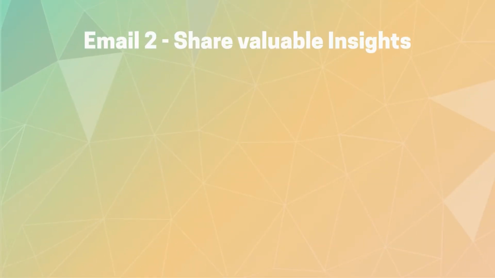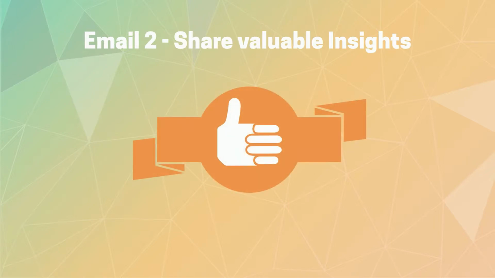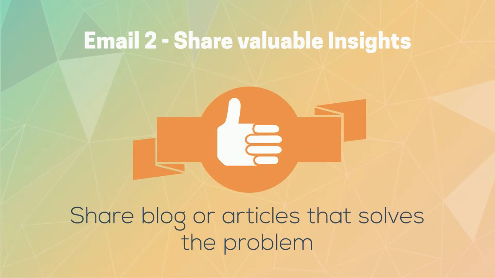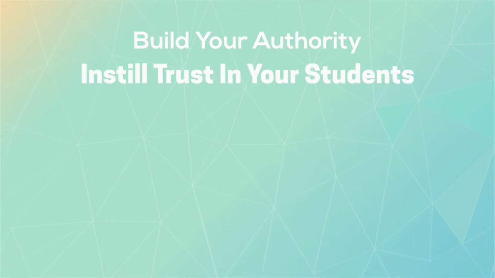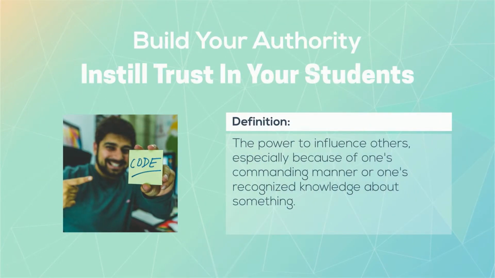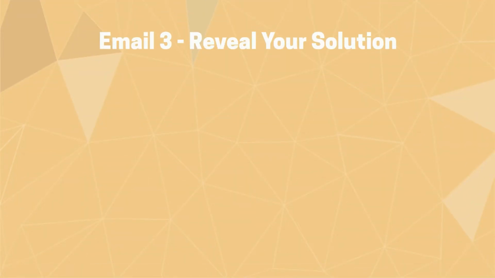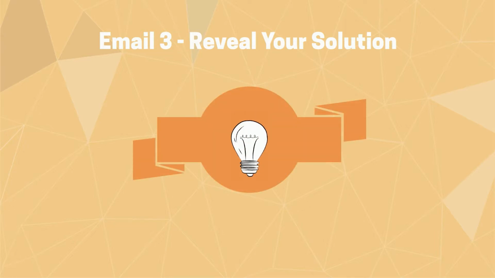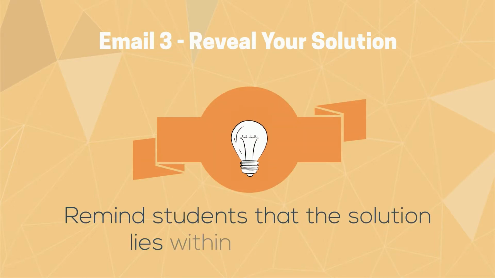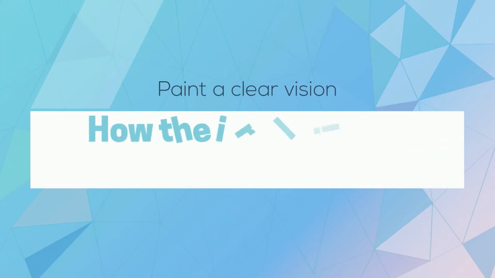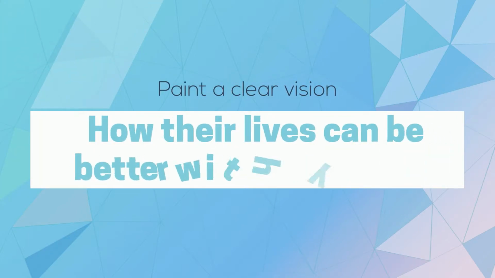Email number 2, share valuable insights. In this email, share insights like a blog or article that solves a problem you mentioned in the previous email. This establishes your authority and instills trust in your students. Email number 3, reveal your solution. Now that students see you as an expert, remind them that the solution to their problem lies in your course. Paint a clear picture of how their lives can be bettered by your course.